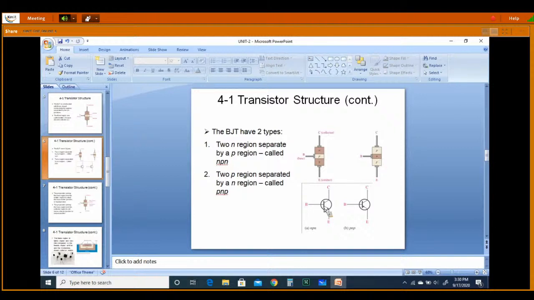Symbols for the NPN transistor: this is the NPN transistor, and the arrow mark will be outside. That means the current is flowing from collector to emitter. In case of PNP, the arrow mark is towards the base terminal, that is, current is flowing into it, from emitter to collector. In the NPN transistor, collector to emitter current will flow. In the PNP transistor, current is flowing from emitter to collector. That's why the arrow mark is showing towards the collector side. These are the two types of BJTs.